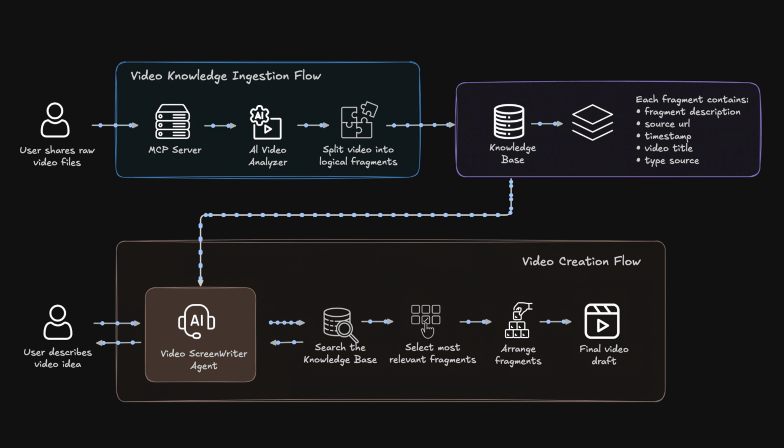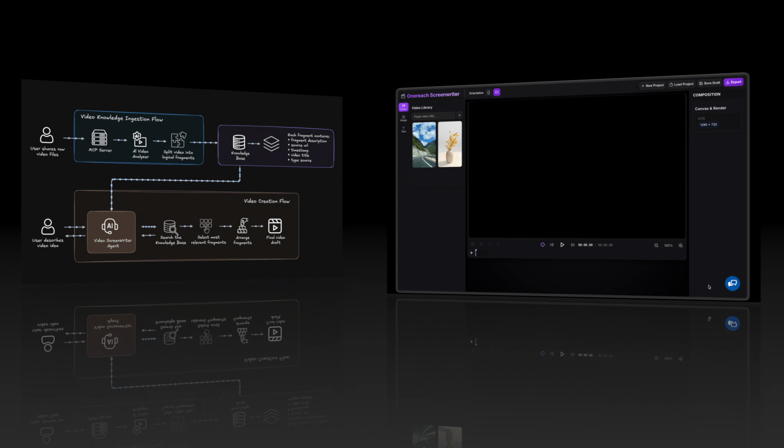Behind the scenes, raw videos go through the MCP server, get analyzed and broken into meaningful fragments, and those fragments are stored in the knowledge base. Then the agent searches across them and puts the right ones onto the timeline based on your request. So let's jump right into creating a video.